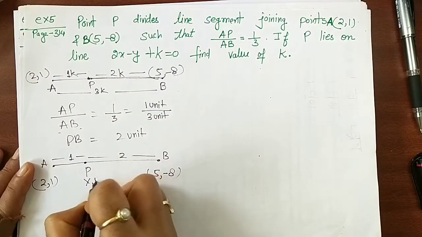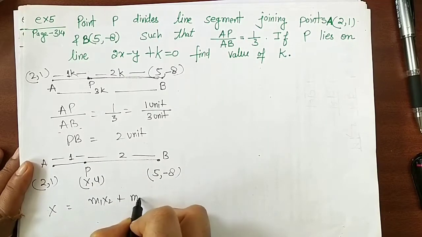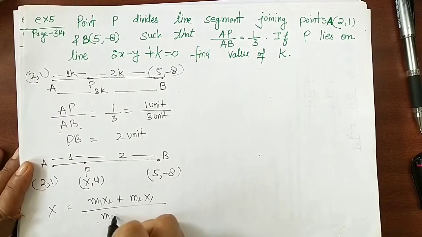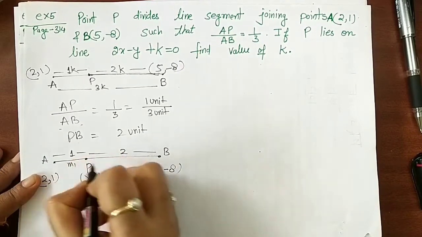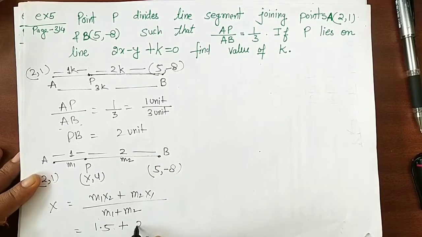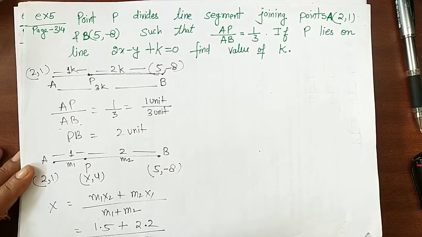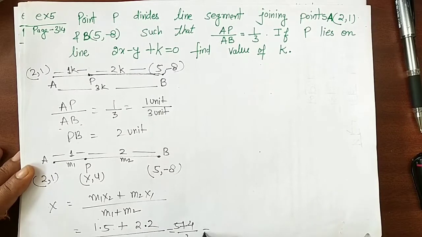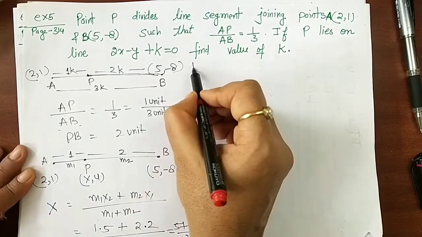So suppose P is x comma y. So x is m1 x2 plus m2 x1 by m1 plus m2. So what is m1? This is m1 and this is m2. So it will be 1 into 5 plus 2 into 2, by 1 plus 2, which is how much? 5 plus 4 by 3, which is 9 by 3, which is 3. So I got x. Okay guys.